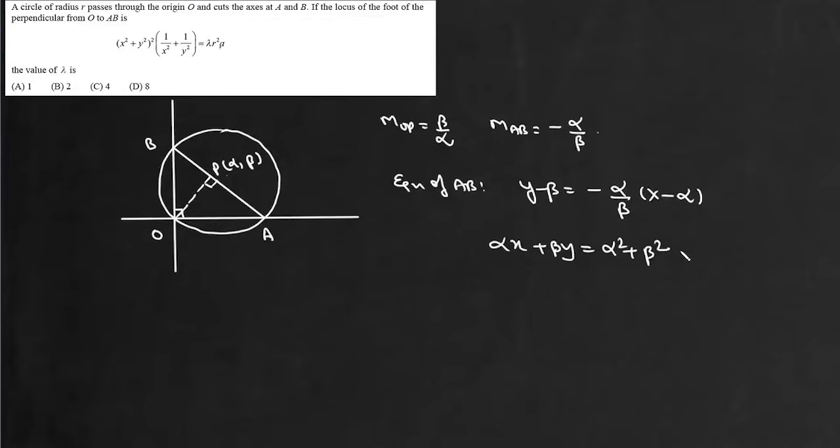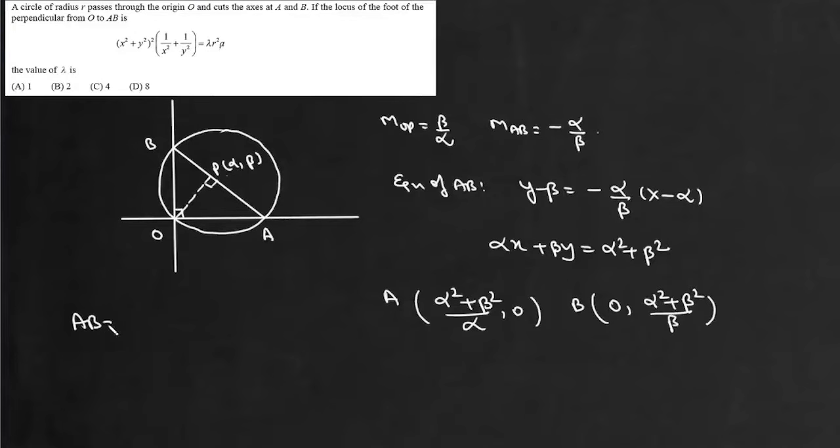Now we'll find their intercept. So this point A will be (alpha square plus beta square upon alpha, 0), and the coordinate of this point B will be (0, alpha square plus beta square upon beta). Now this AB is the diameter of the circle. So AB is equal to 2r, and if we square it, we can write AB square will be equal to 4r square.